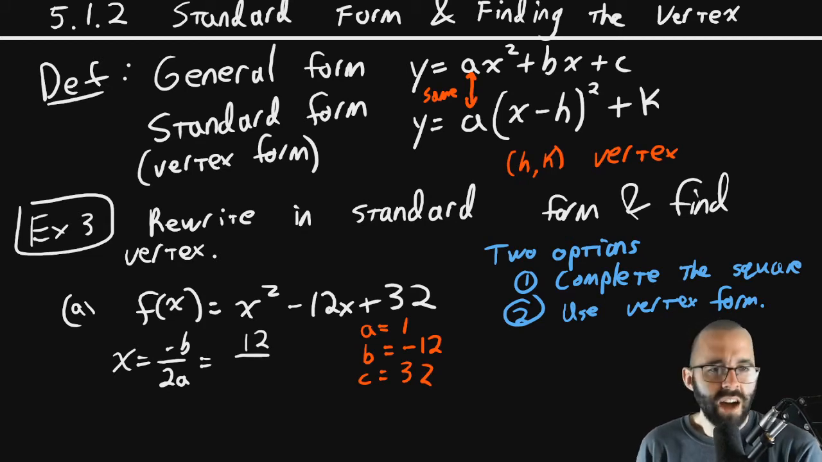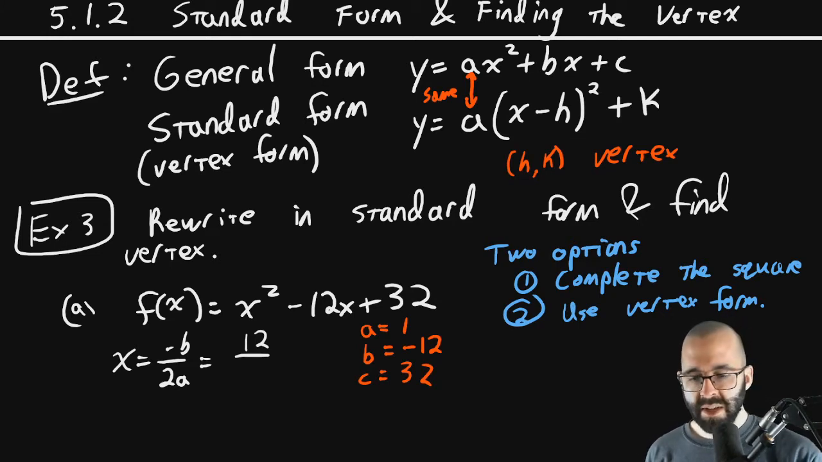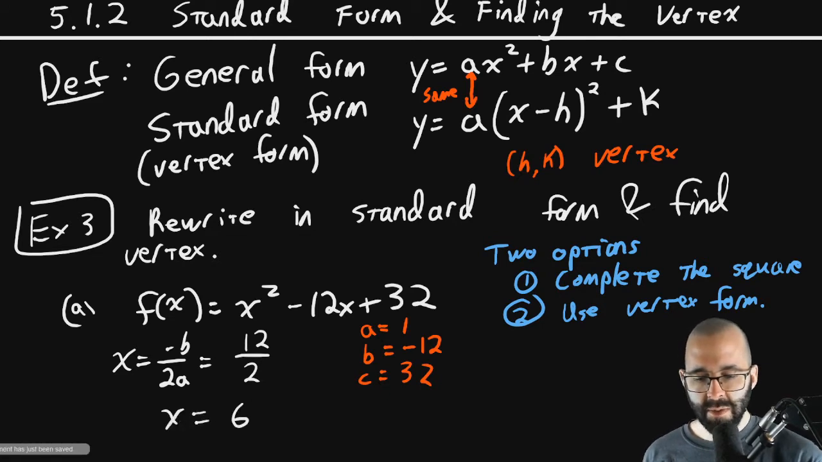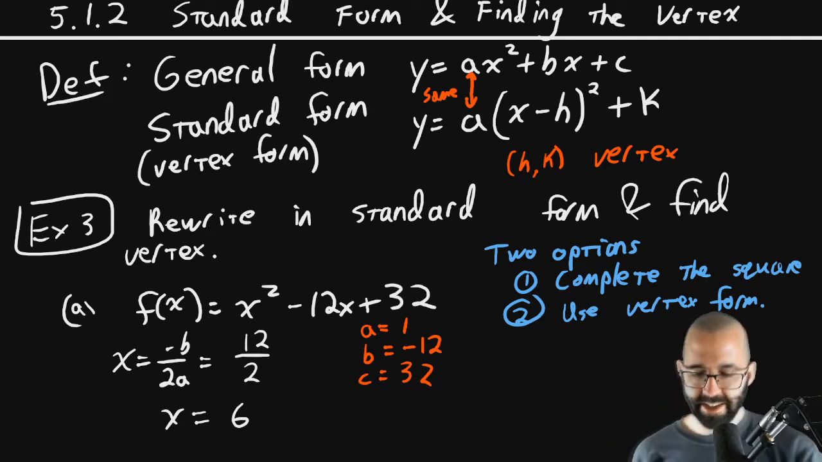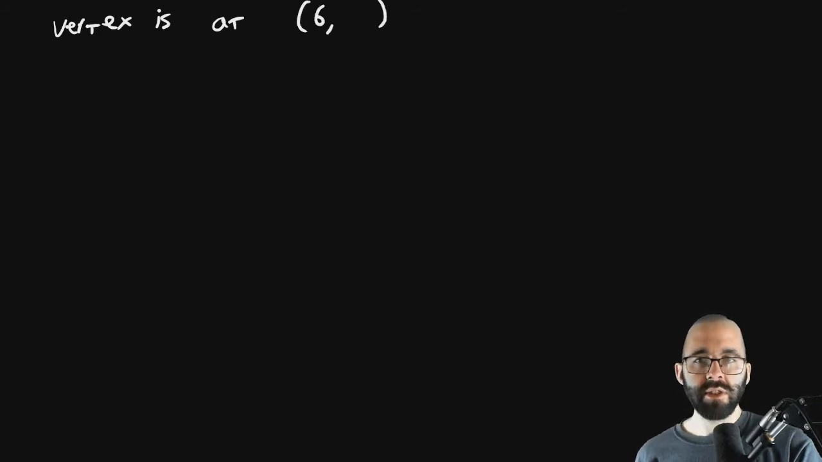You can think of negatives as opposites. So the opposite of an opposite is just the positive number. 2 times a is just 2. This is our axis of symmetry. So the vertex, I should have done this on the next page. Axis of symmetry is x equals 6. So the vertex is at 6, and then whatever the function value is at 6. We don't know the y value. Let's find the y value.